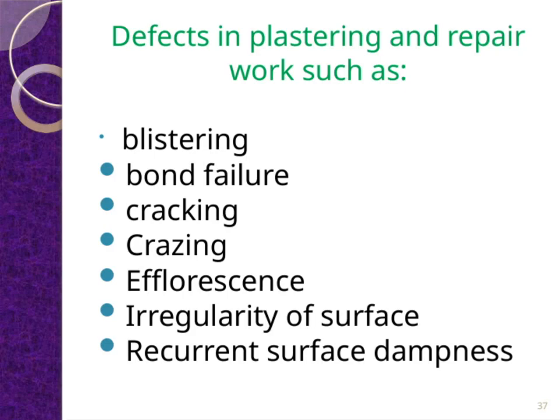Let's take a closer look at some common surface defects that can occur in construction and finishing. First, we have blistering, which appears as bubbles or bulges on the surface, often caused by trapped air or moisture. Next is bond failure, where the coating or plaster no longer adheres properly, leading to peeling or flaking. Cracking is another typical issue. These are fractures that can develop due to structural movement or material stress.